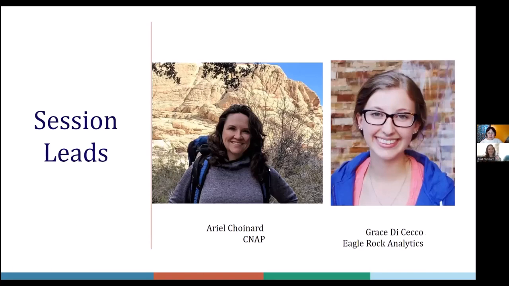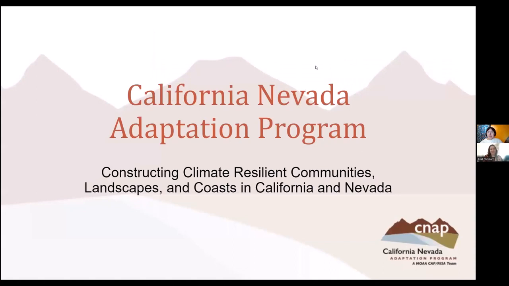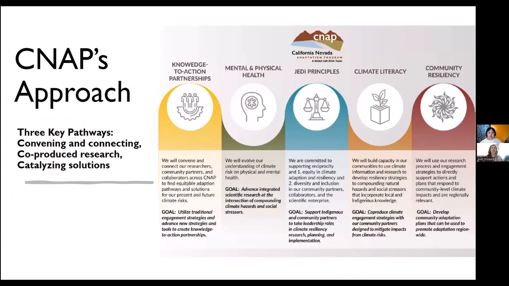Hey, thank you so much. It's wonderful to be here with you all today. I'm going to walk you through CNAP, which is the California-Nevada Adaptation Program. Our mission is to improve resilience in California and Nevada by providing decision makers usable climate information through integrating cutting-edge physical and social sciences.